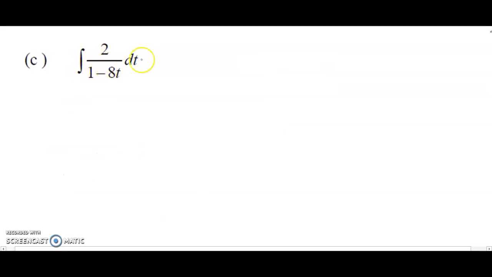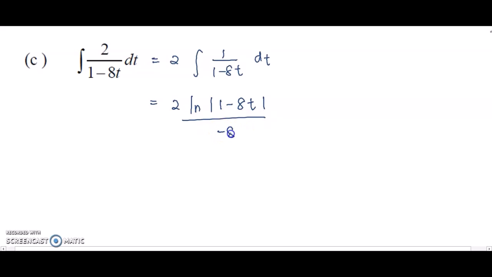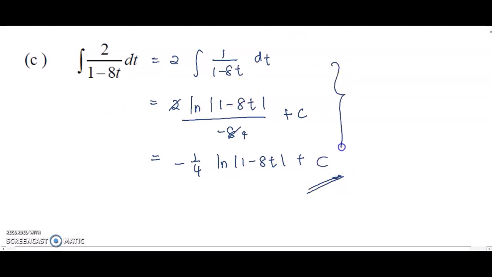Alright, this is a simple one. Just take out the 2. 1 over 1 minus 8t with respect to t. Then write down the coefficient. Integrate this, just follow the formula. You get log (1 minus 8t) over -8 plus c. Then we can simplify this. You get -1 over 4 log (1 minus 8t) plus c. Just like that. Alright, this is directly using the formula.